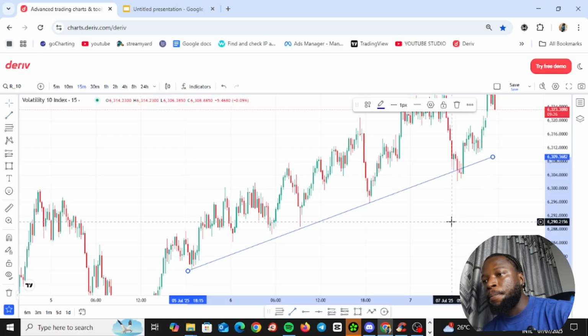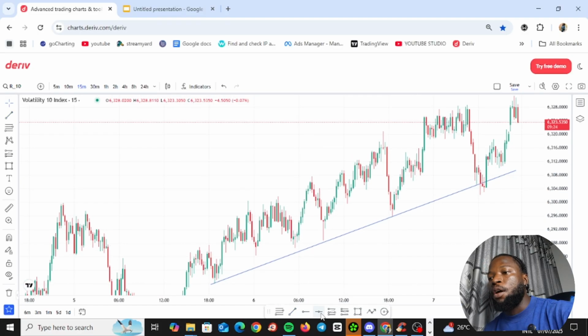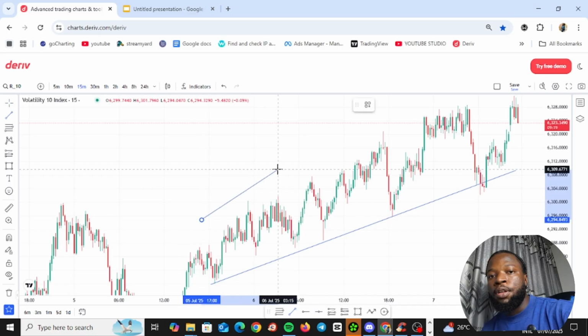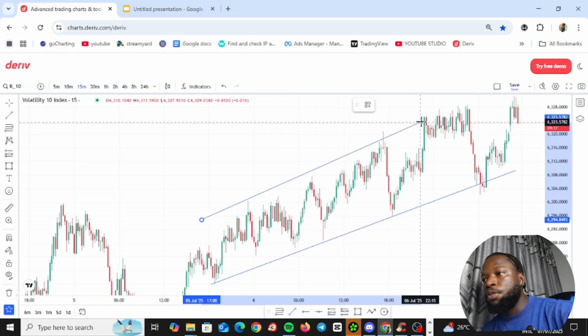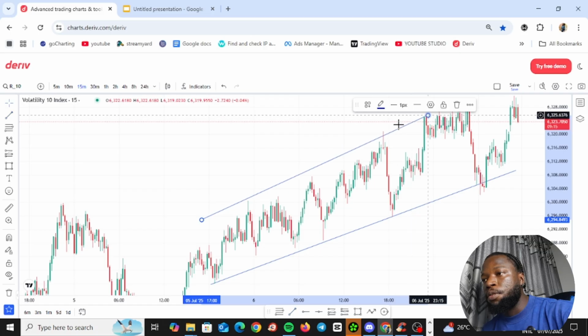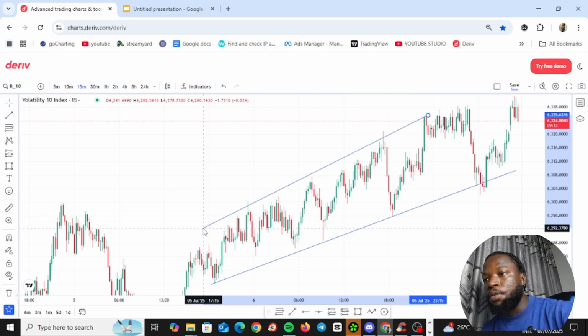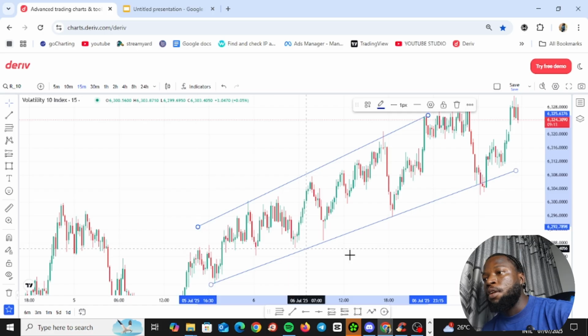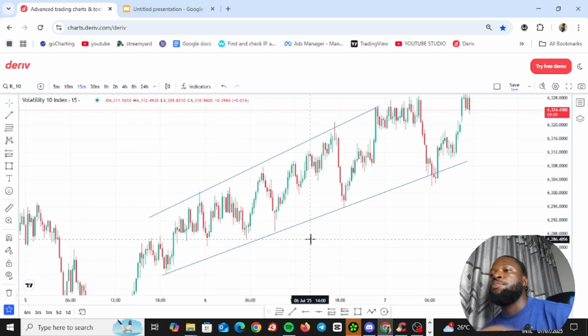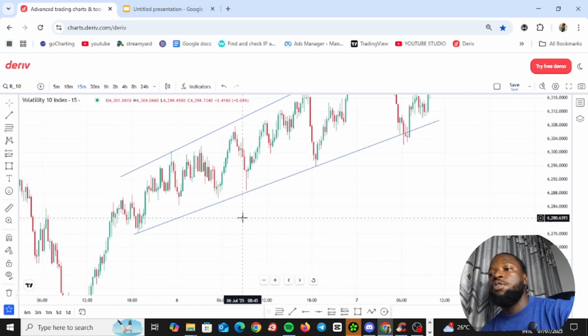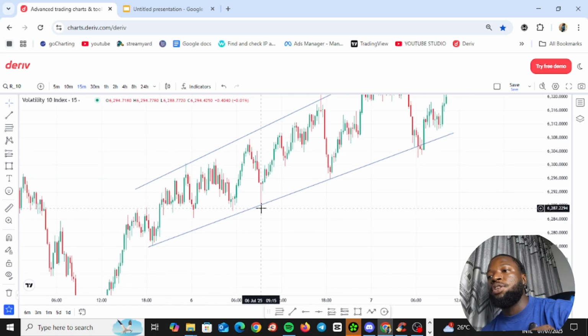Okay, and also from this point to this point, we have our resistance. It simply means that if price is bullish, and you are trading with our support and resistance, price doesn't have to break out of this trend line.